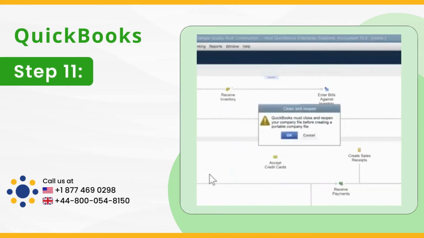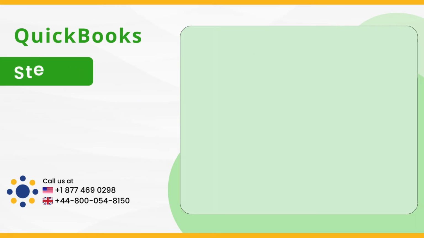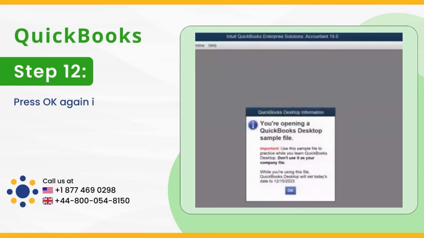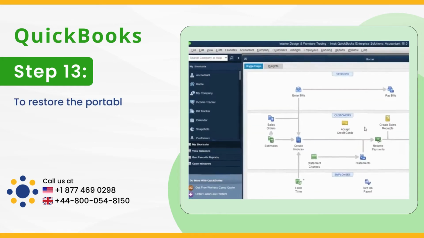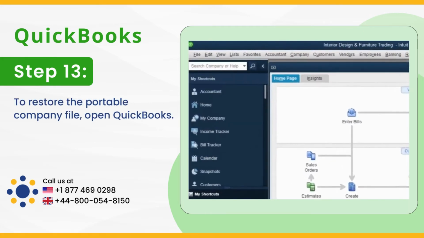Step 11. Click OK when you get the Close and Reopen pop-up. Step 12. Press OK again on the QuickBooks desktop information pop-up. Step 13. To restore the portable company file, open QuickBooks.